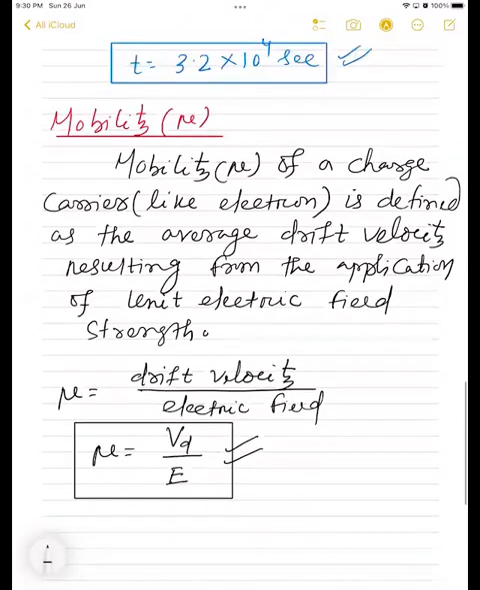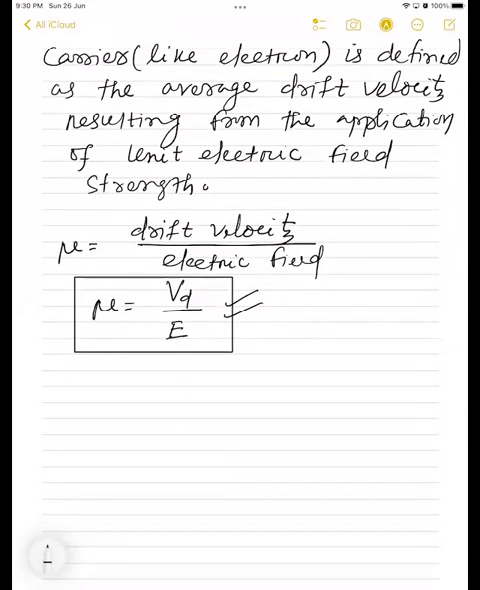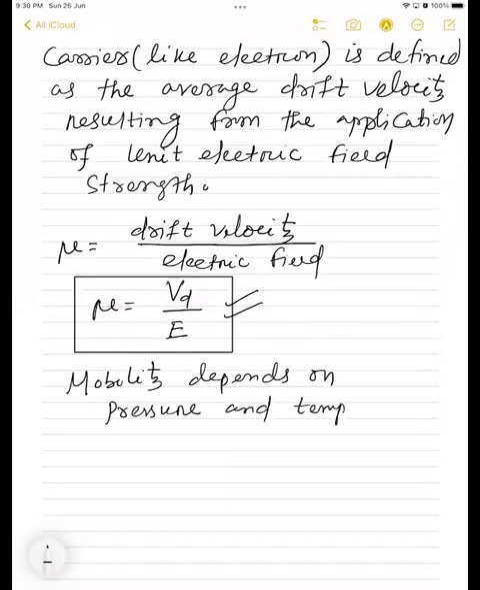And students, mobility depends, let's say you are increasing the temperature. So the thermal energy will be converted into kinetic energy. So there is a probability of getting more collisions, right? And if you are also increasing the pressure, what is it? Pressure is force by area. So if you are changing the pressure also, then it will be affected, and temperature. So you can write here a point. Mobility depends on pressure and temperature. Getting, students?